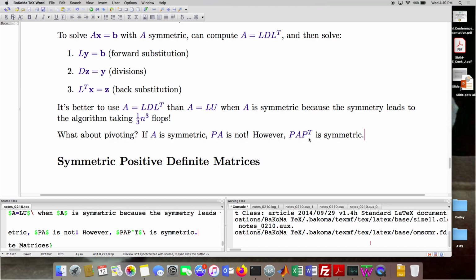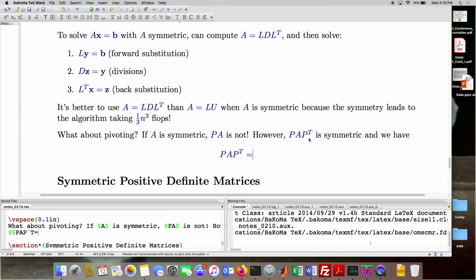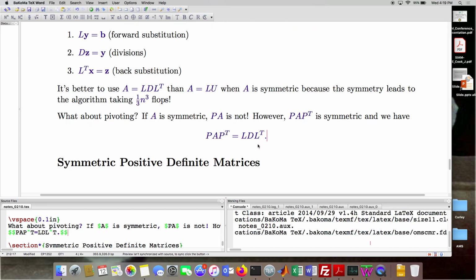So as long as you carry out any pivoting you need to do that way, then you can do LDLT. So what we have is PAP transpose is equal to LD L transpose. So that's the factorization you end up computing. In that case, you need to be careful to take the permutations into account when solving systems, just like when you do Gaussian elimination with pivoting. So pivoting is a little dicier, a little more work involved, but you're still getting those savings that you get from the symmetry.